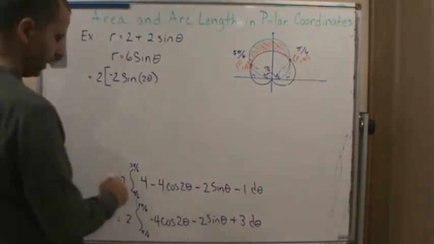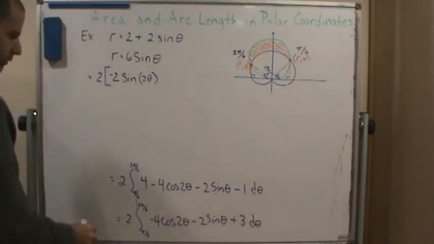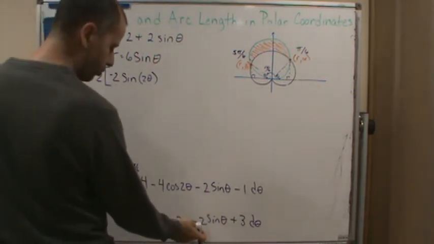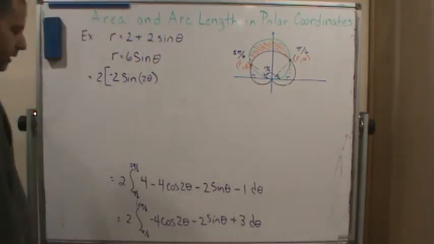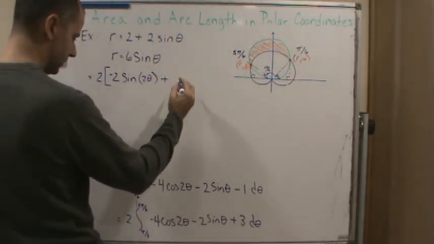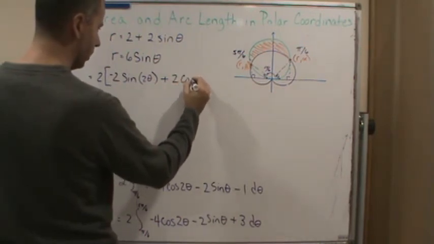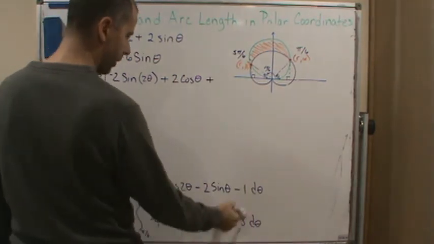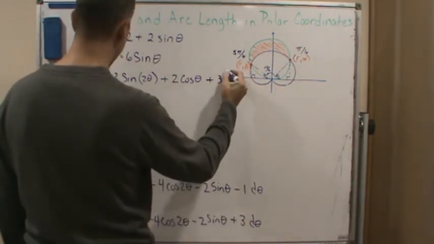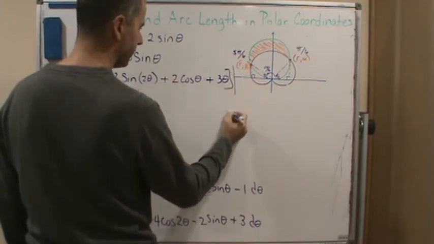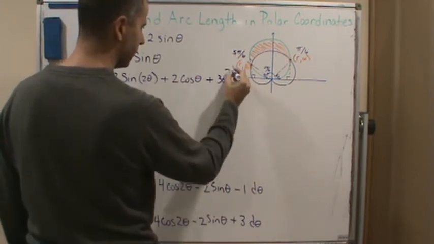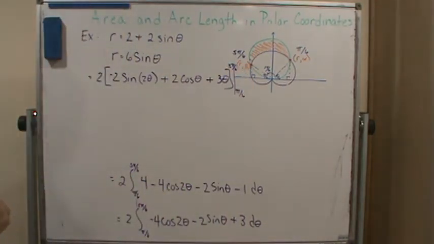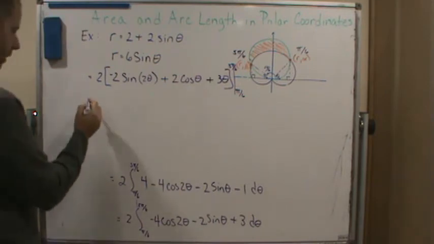Okay. The next one. The antiderivative of sine is negative cosine. So the derivative of negative sine is going to be positive cosine. So this is going to be plus 2 cosine theta plus 3 theta. And this is going to be evaluated from pi over 6 to 5 pi over 6. All right, so we're almost there.